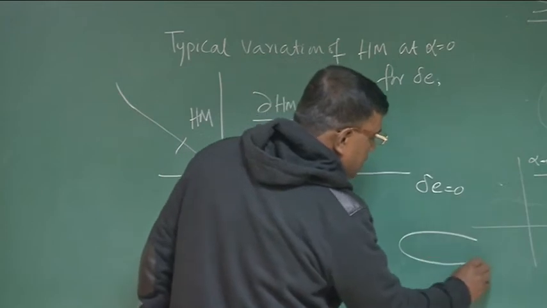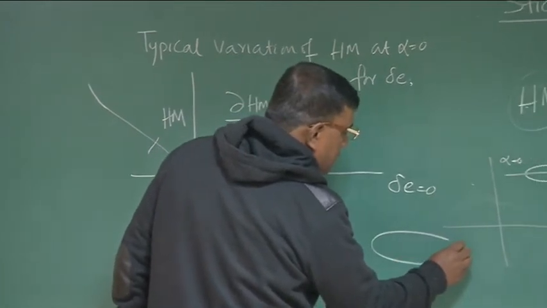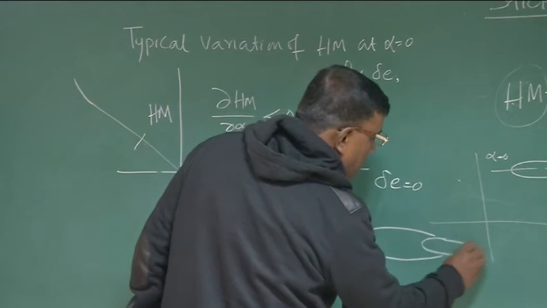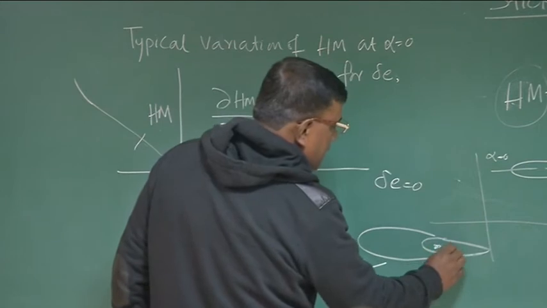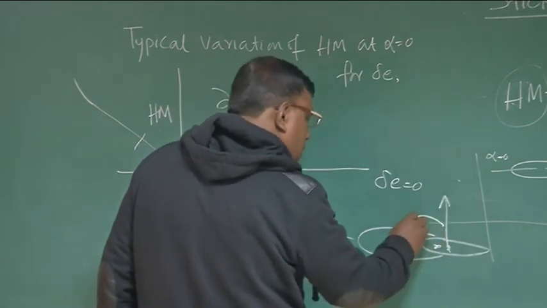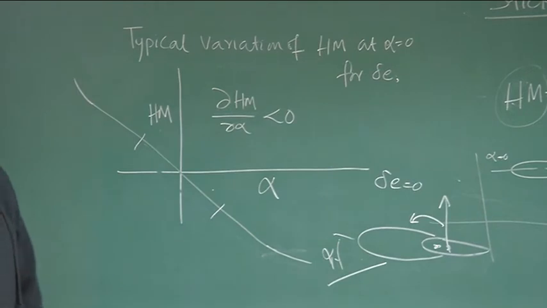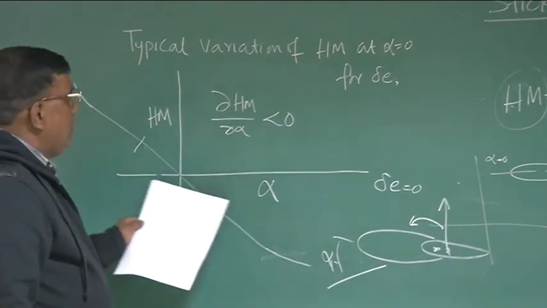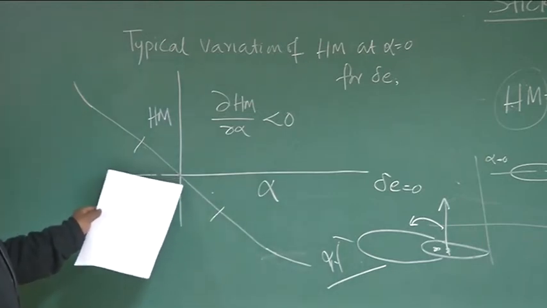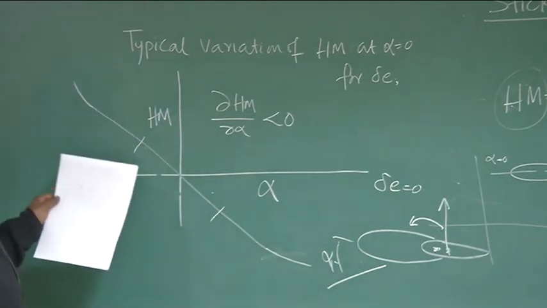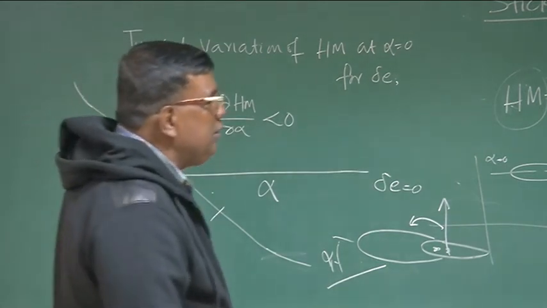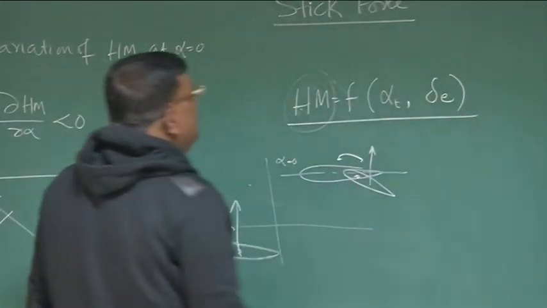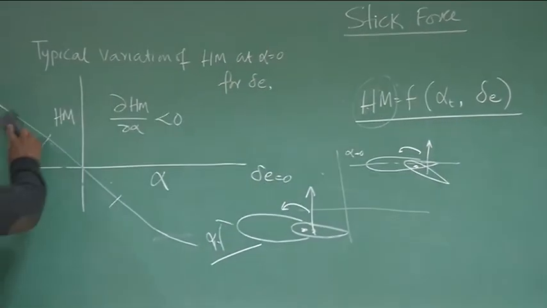If this is the elevator, and there is a positive alpha t, we have seen, the hinge line is here and center of pressure is here. This also gives a moment nose down for positive alpha, or you say the hinge moment with alpha, the slope at equilibrium is negative. But at higher alpha it changes, it becomes a little non-linear. But we are more focused here. The catchword is linear, right? We will be exploiting that in expanding this hinge moment at alpha t and delta E.